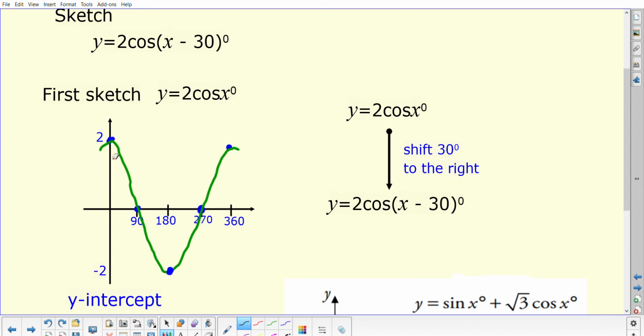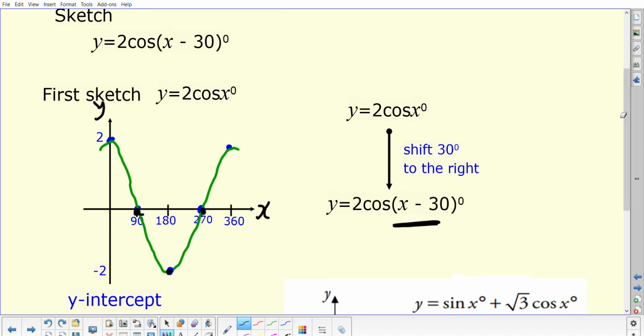Remember, that just means your cos graph goes between 2 and minus 2, and you have your key points on the y-axis and your turning points, you know where they are, at 180, minus 2 and so on. And then basically to draw this one, that minus 30 is your phase angle, so everything is going to shift 30 degrees to the right. So instead of crossing at 90, it's going to be crossing at 120, and it's going to be crossing the x-axis at 300 and so on. So your turning point will happen at 30.